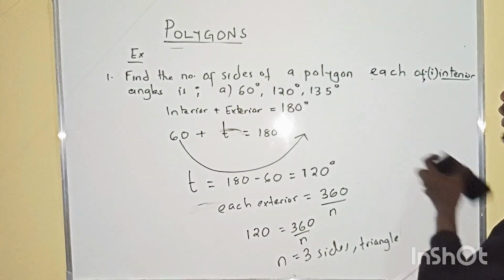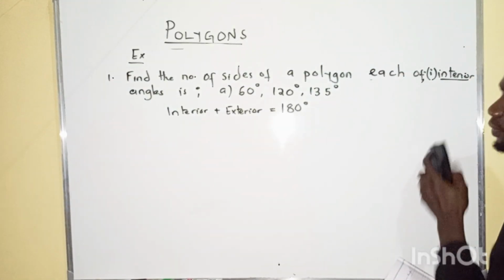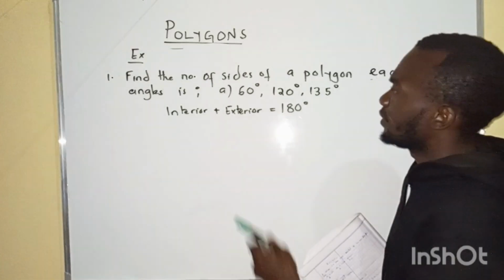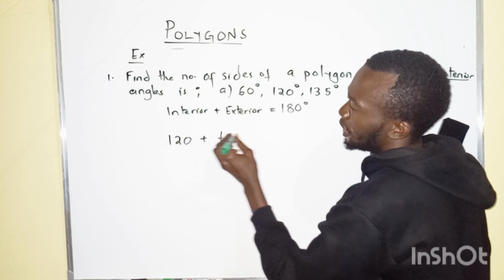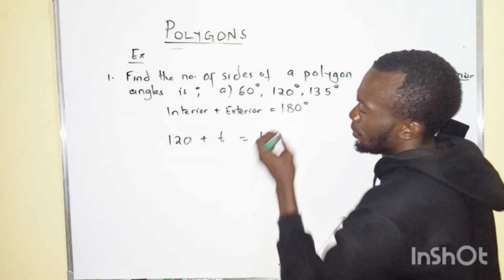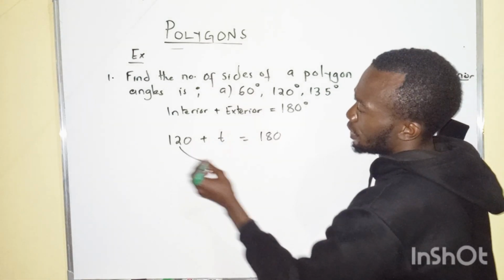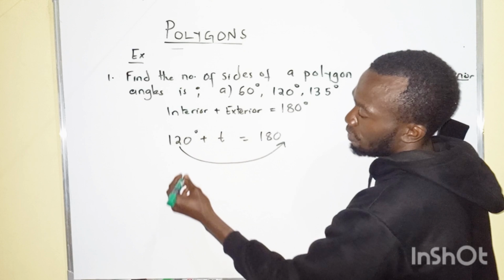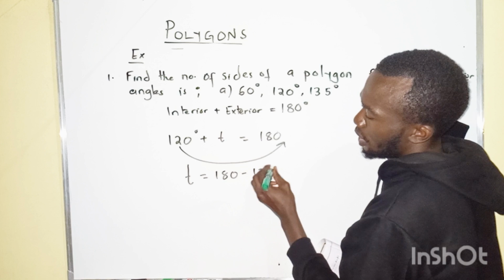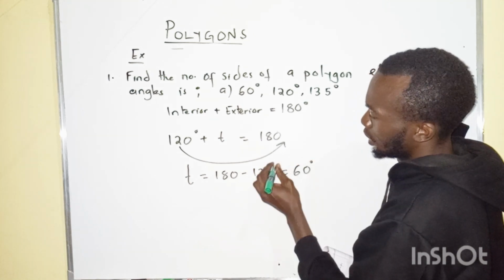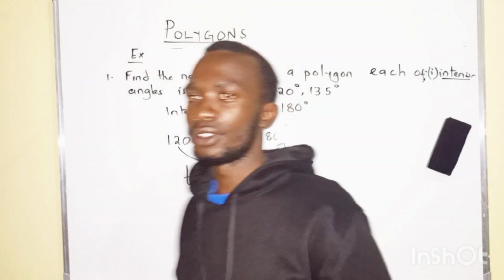Let's go to the next part, that is 120. You have an interior of 120 plus the exterior t is equal to 180 degrees. So the value of t is equal to 180 minus 120, which is equal to 60 degrees. Now this 60 degrees is the exterior angle.